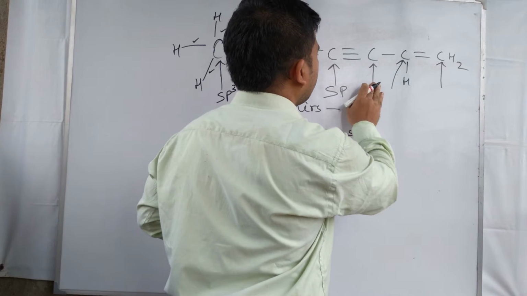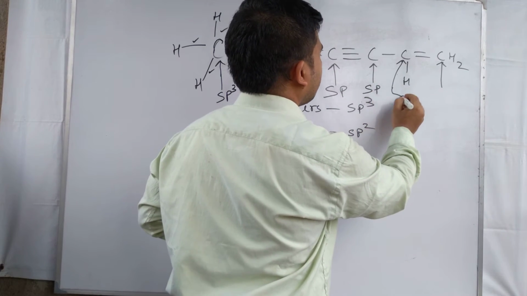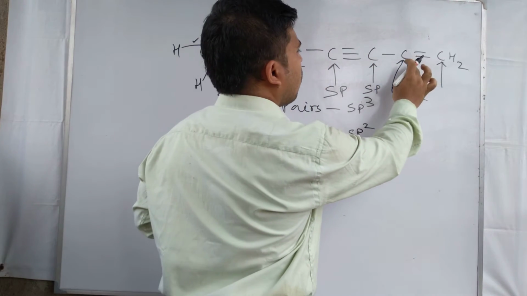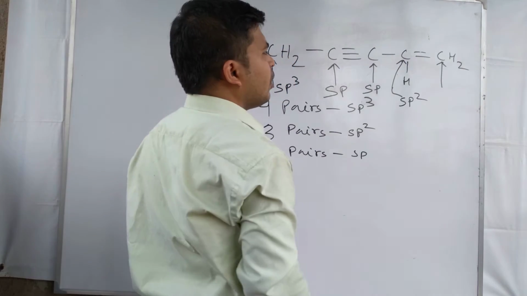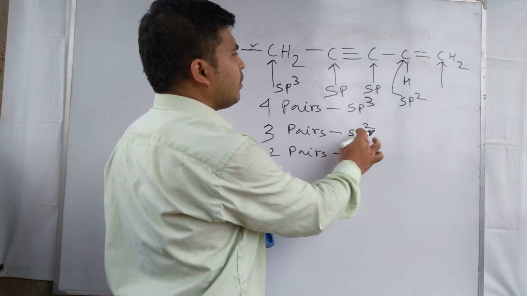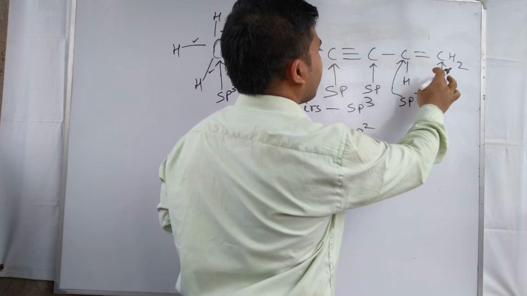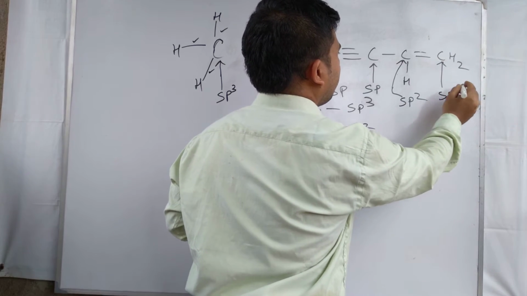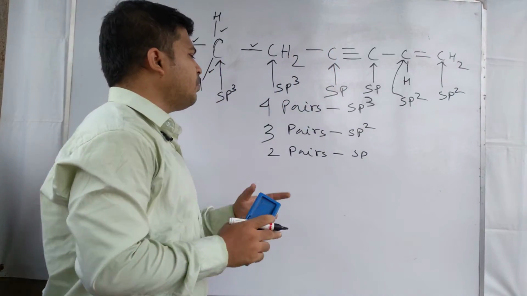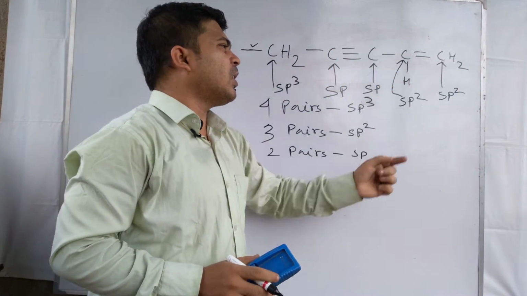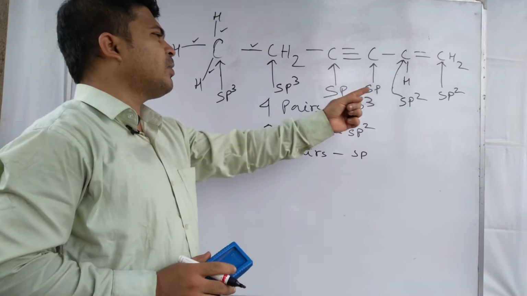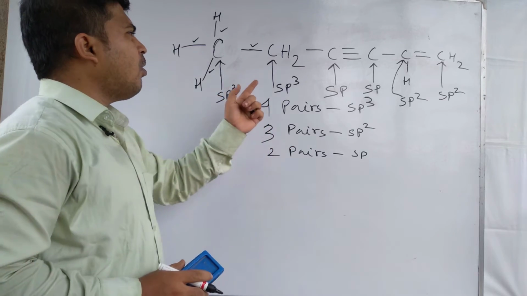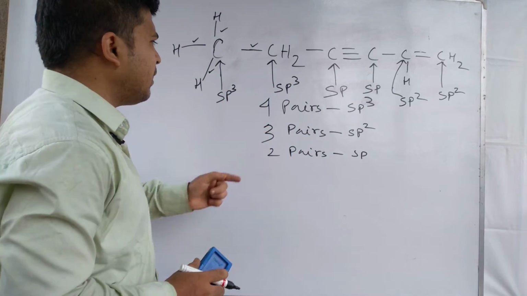Similarly, the hybridization of this carbon is sp, and for this carbon it is sp2, because the number of pairs is 1, 2, and 3. So for 3 pairs, this is sp2 hybridization. For this carbon it is also sp2 hybridization, because 2 plus 1 means 3 pairs are present in this carbon. Therefore we write the hybridization of this carbon as sp2. So this is the marking of each carbon with its respective hybridization.